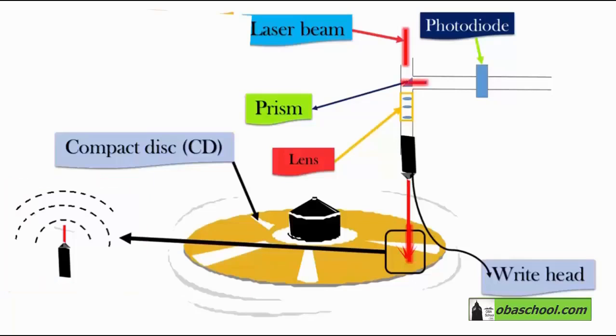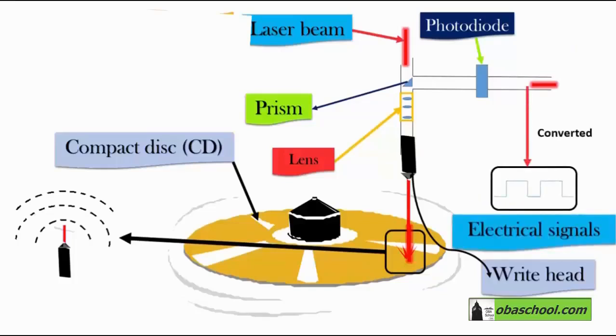The laser beam also travels through the photodiode, not only through the write head. Once it passes the photodiode, it is converted into electrical signals. So this is how the copying process works in the optical storage.